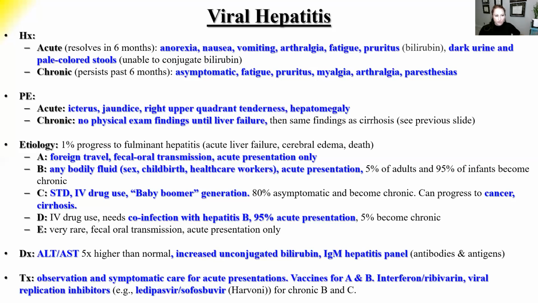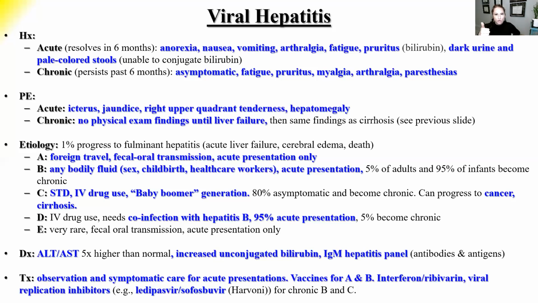Hepatitis D is very rare. This one is associated with IV drug use, but this one needs a co-infection, and that's a good board question. You must have a co-infection with B to get D, and 95% of D is going to be an acute presentation. E is very, very rare. This is a fecal-oral transmission, acute presentation only. I would bet $1 million you will never get an exam question on E.